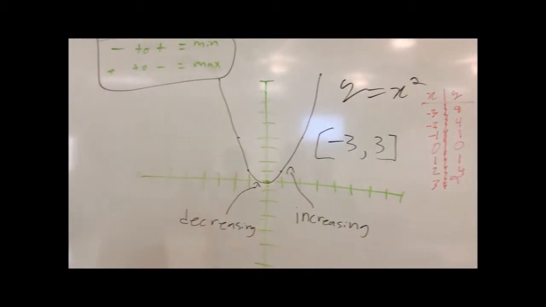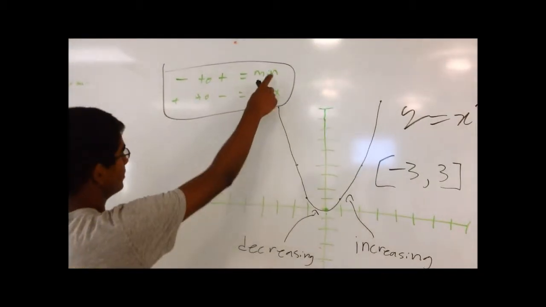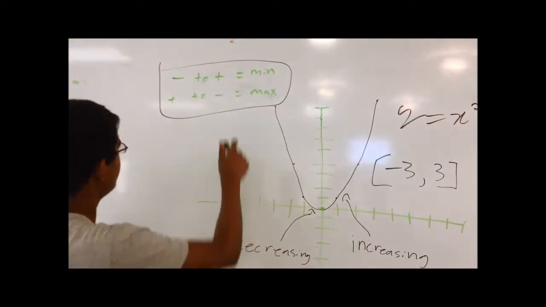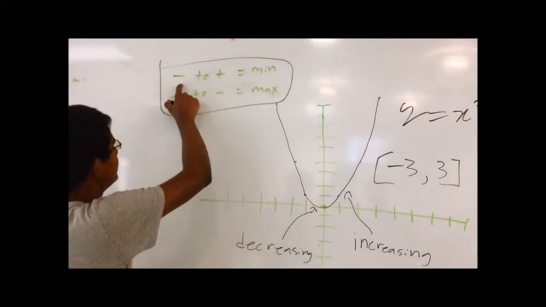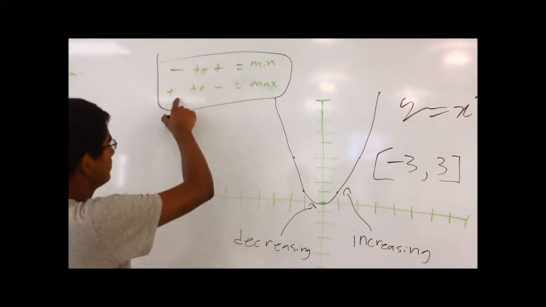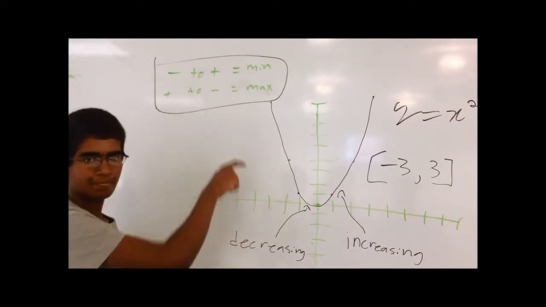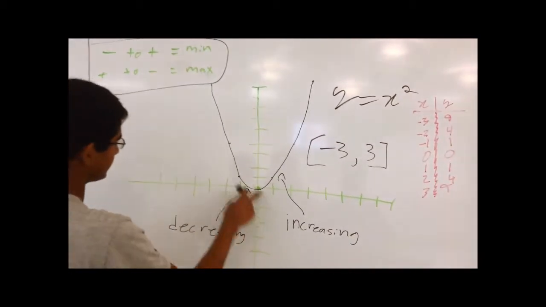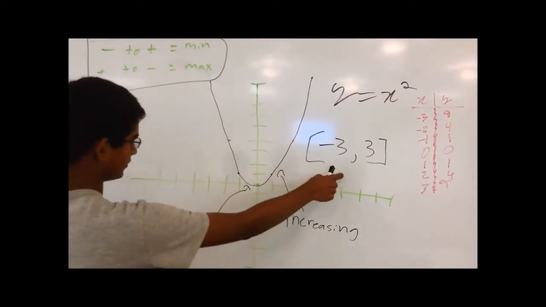Another important point in calculus is the maximum and minimum. A minimum occurs when the graph goes from decreasing to increasing. The maximum is from increasing to decreasing. This graph has a minimum because it goes from decreasing to increasing along the interval, and it doesn't have a maximum.